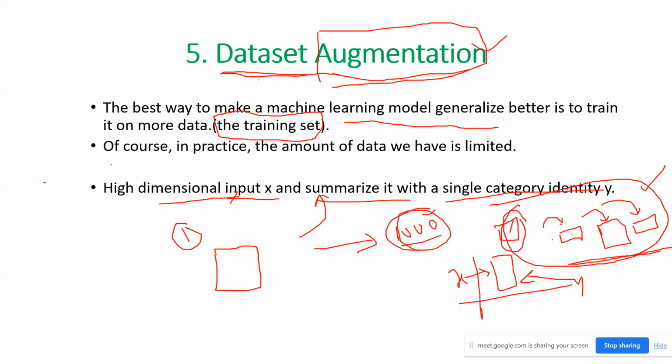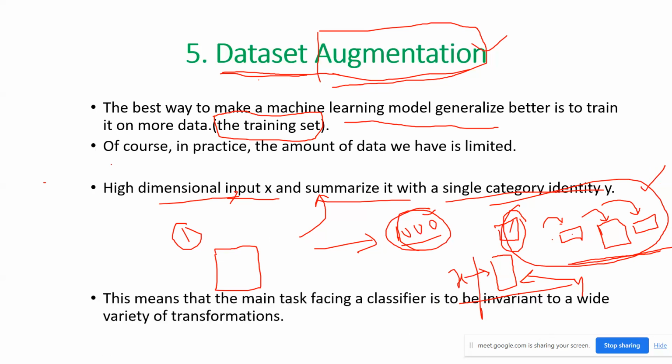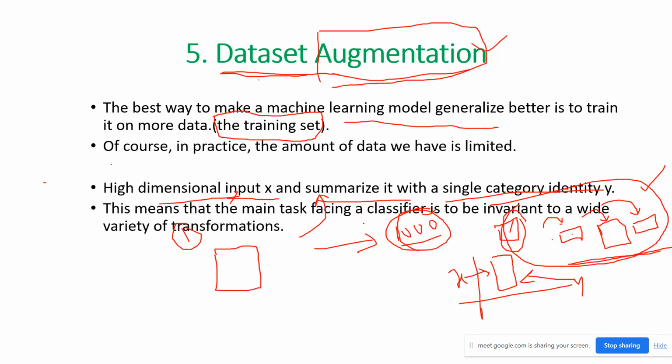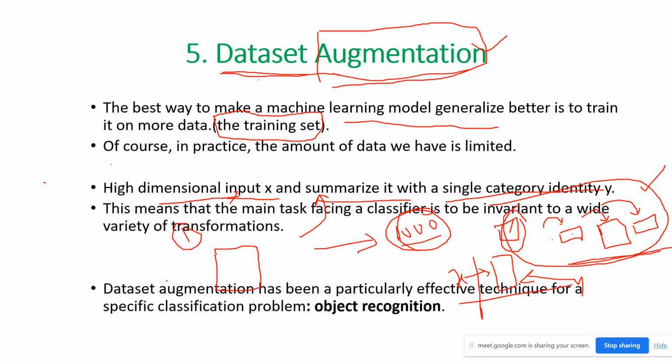Those images are not available. So with the available images, we are creating more images. This is the data augmentation technique. This augmentation is used in the classification of our deep learning models. Data set augmentation has been a particularly effective technique for a specific classification problem, object detection. When we use data augmentation, we are not applying it in all cases.